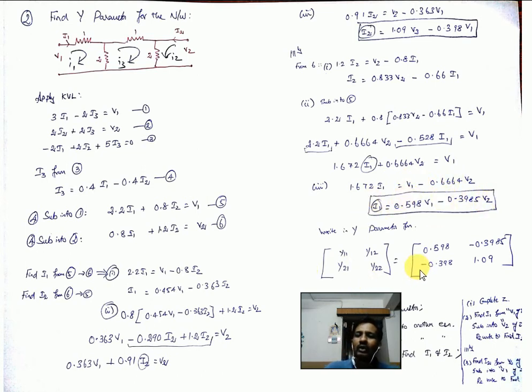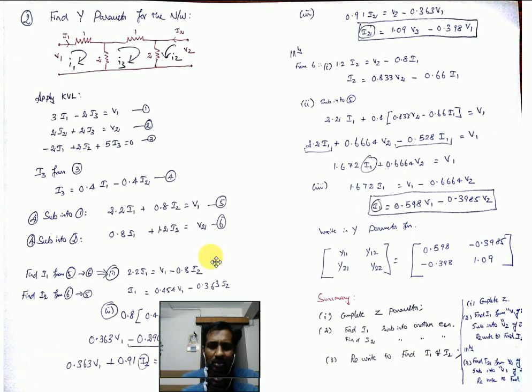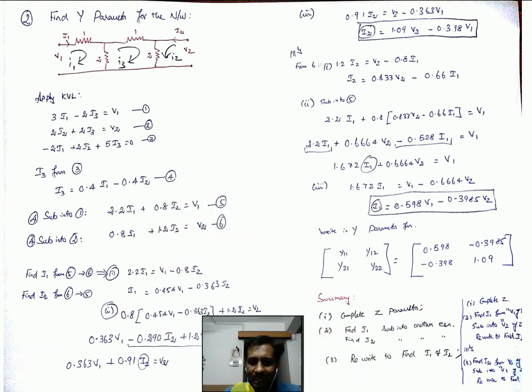Then now you will write I1 by I2, V1 V2, 0.598 minus this one, then the I2 value here, first the V1 value and V2 value. That's all. So this is the only procedure you want to know about. I have written this in the summary. Just note this down and you will be able to solve the problem easily.